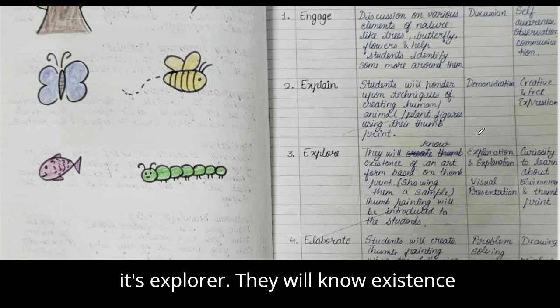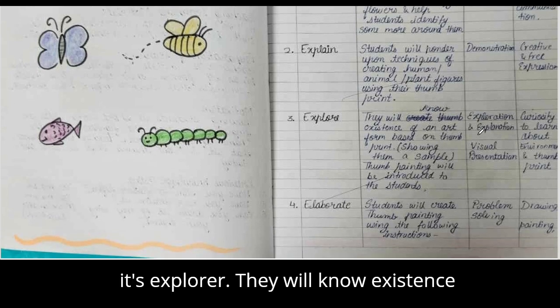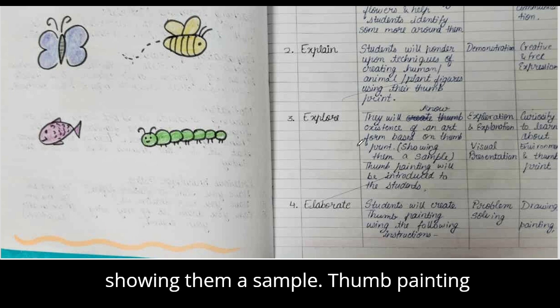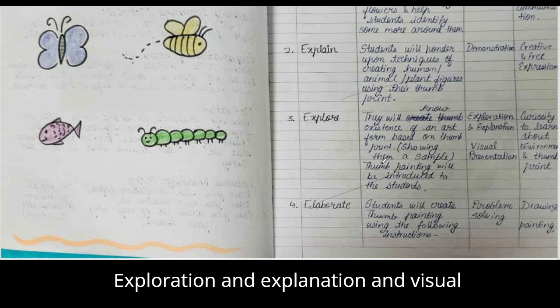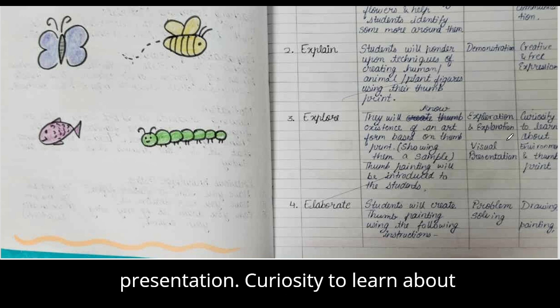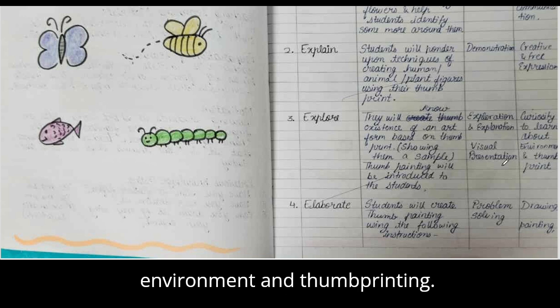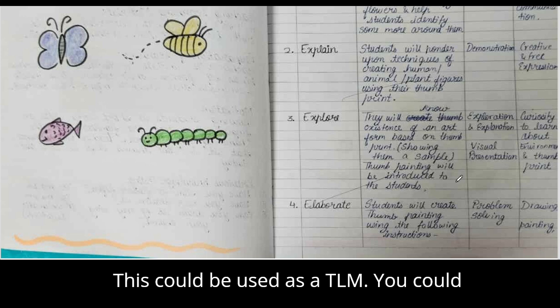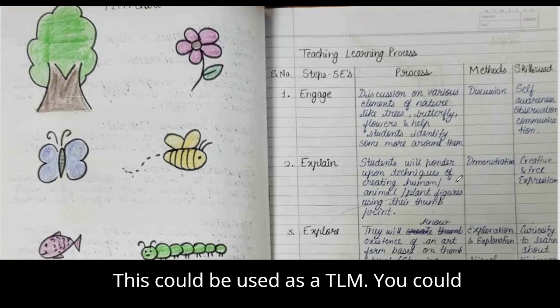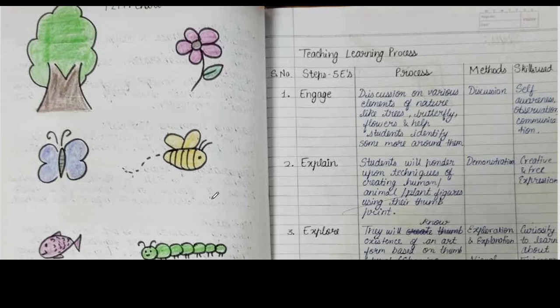Then it's explore. They will know existence of an art form based on thumbprint, showing them a sample. Thumb painting will be introduced to students. Exploration and explanation and visual presentation. Curiosity to learn about environment and thumbprinting. This could be used as a TLM. You could use a sample to show them.